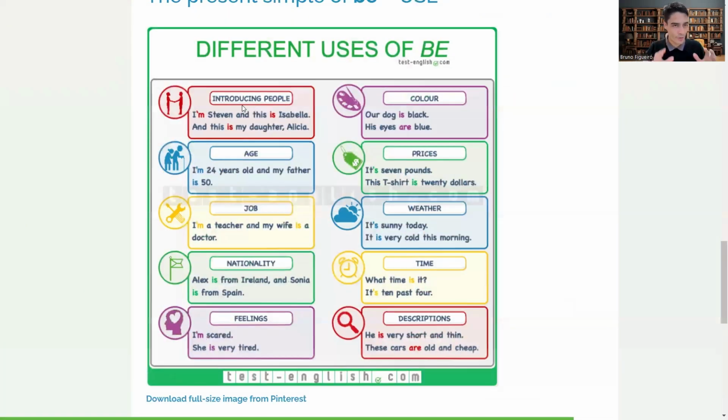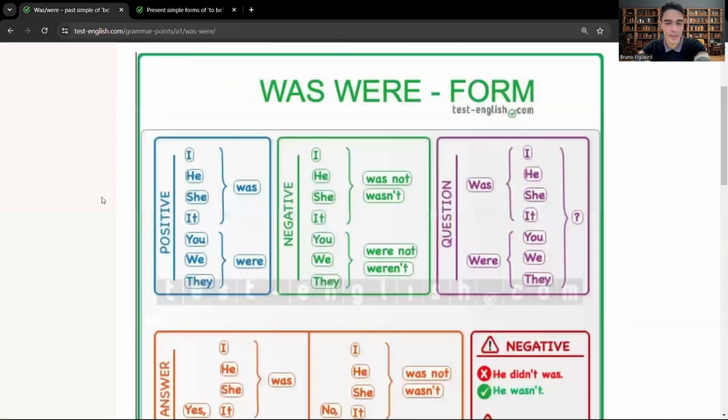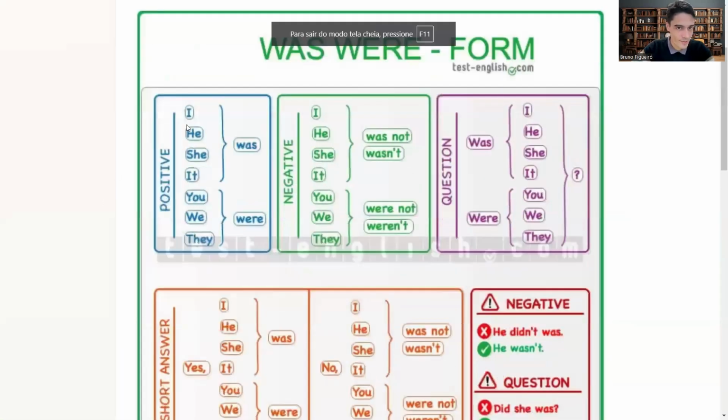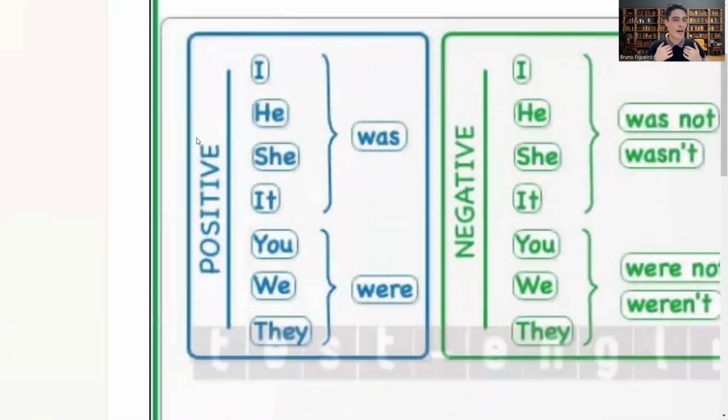So now that we have covered the uses of the verb to be in the present, let's take a look at it in the past. So the past form of the verb to be: I was. In everyday English, the pronunciation is "was." I was playing a game last night.